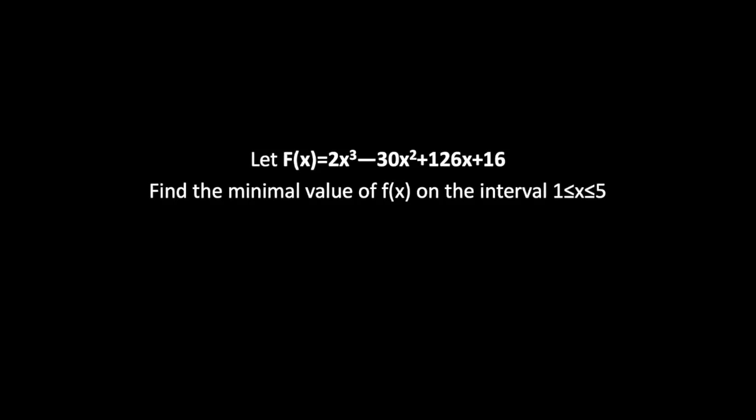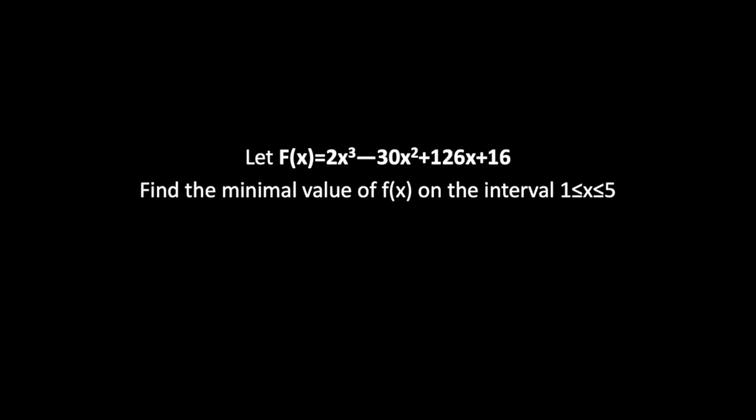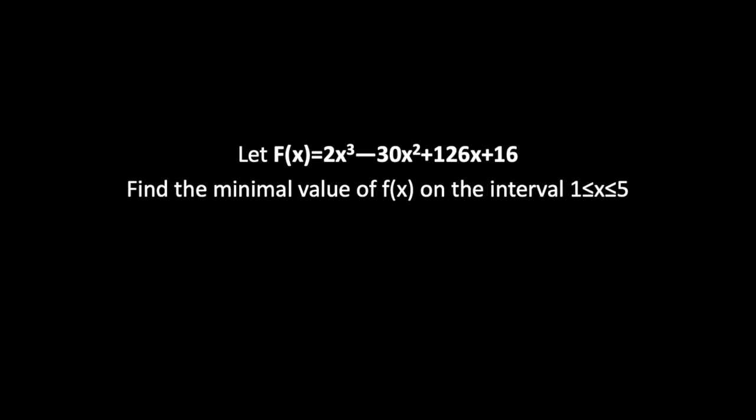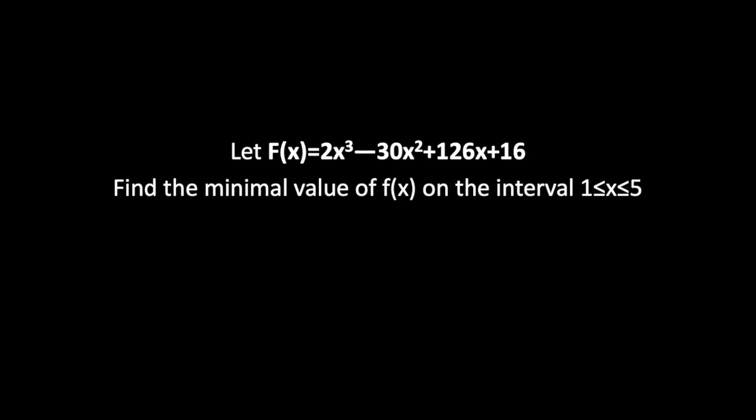In this problem, we're given the expression of the function f(x) equals 2x cubed minus 30x squared plus 126x plus 16. The problem is asking us to find the minimum value of f(x) on the interval of x greater than or equal to 1 and smaller than or equal to 5.